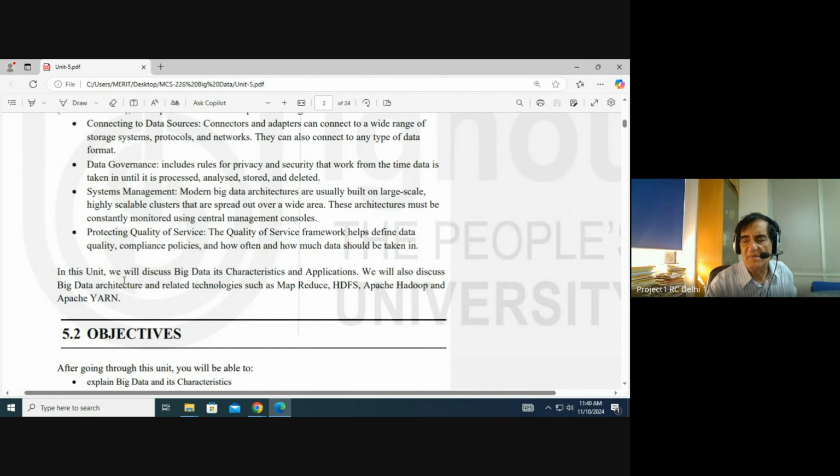So you can't just use data as it is. You have to pre-process it. You have to analyze it. You have to handle missing data. You have to use good quality data, and so on and so forth.